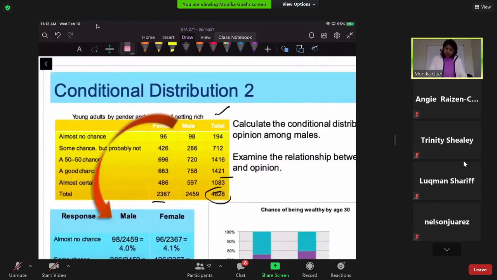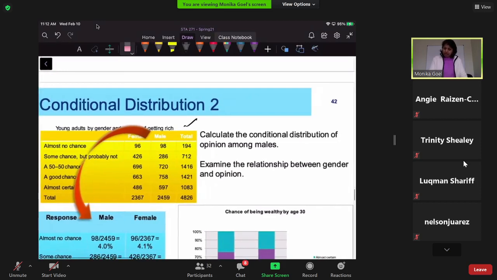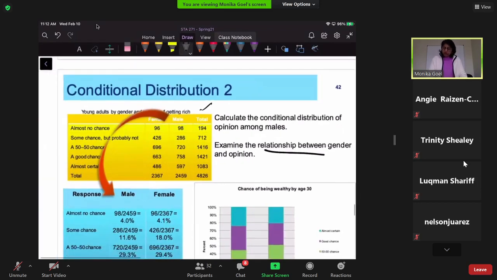So we are using the same example that we used for marginal distribution. And look at the example. Calculate the conditional distribution of opinion among males. And I'm examining the relationship between gender and opinion. So now you're talking about the relationship. And when we are talking about the relationship, we are looking at the relationship using conditional distribution.